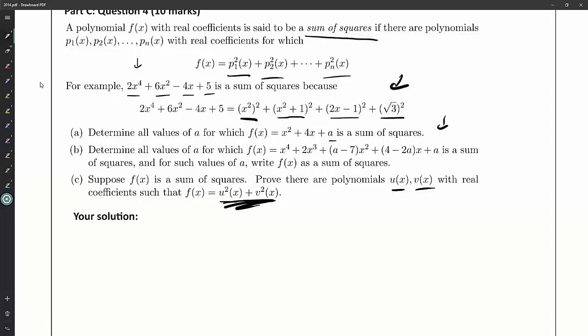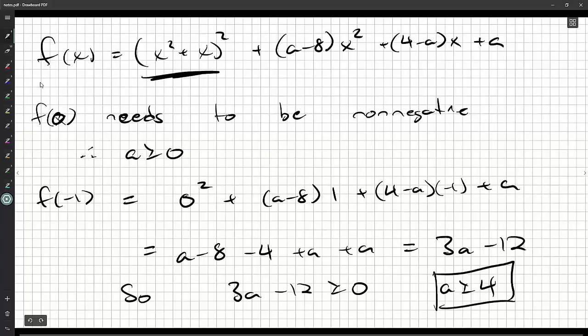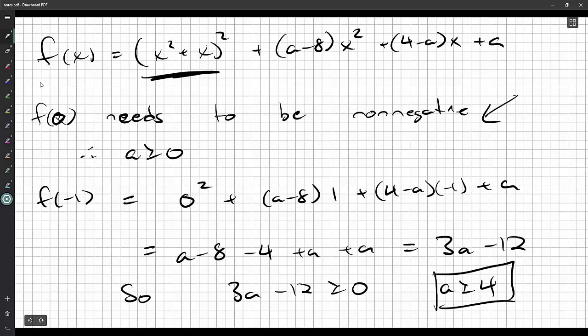So sum of squares, and for such values of a, write f of x as a sum of squares. Okay. So I know a has to be greater than or equal to 4. This is definitely true. And I like that we're using this property again. So if a is greater than or equal to 4, 4 minus a is less than 0. So I guess, could we get a negative squared somewhere?